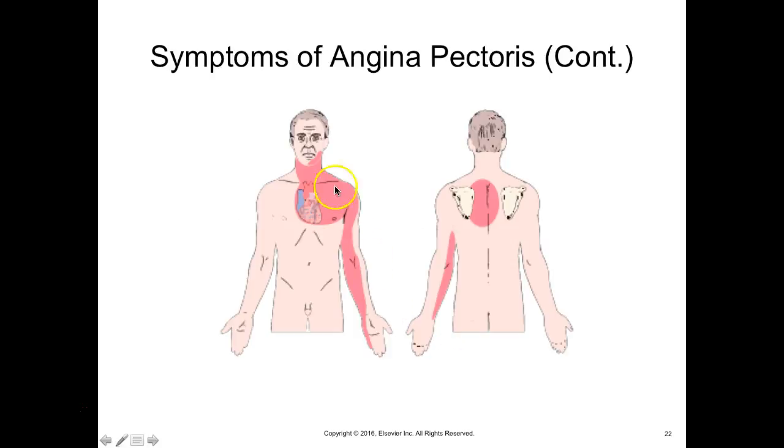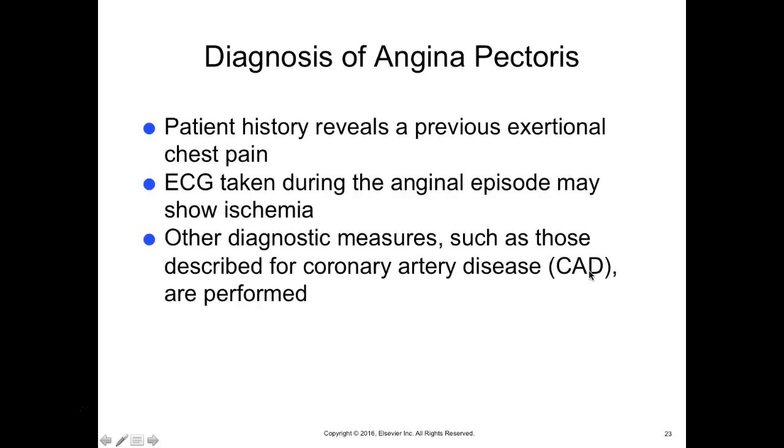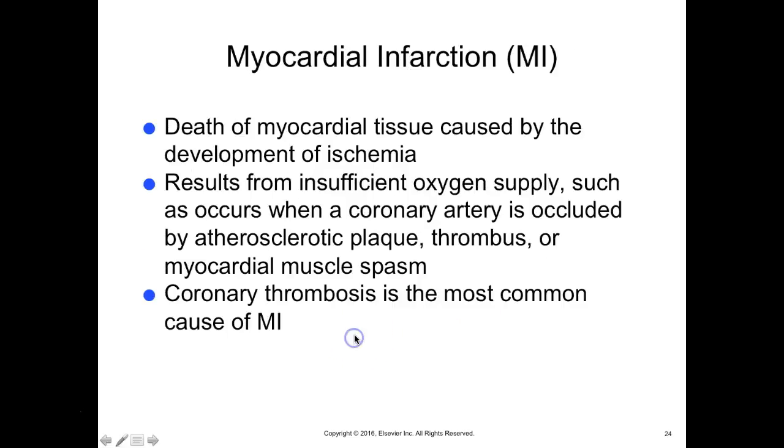All right, so here are symptoms. We have the pain into the neck, the chest, the arm, and into the back. Diagnosis of angina pectoris: the patient history. They'll have pain with exertion. EKG is taken. And then other diagnostic measures for coronary artery disease are performed.